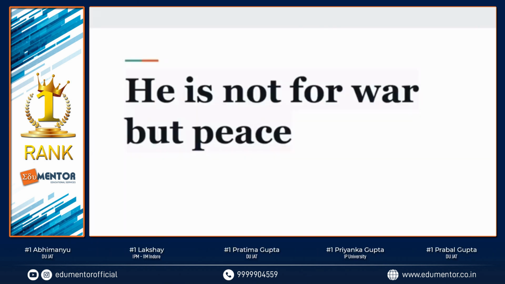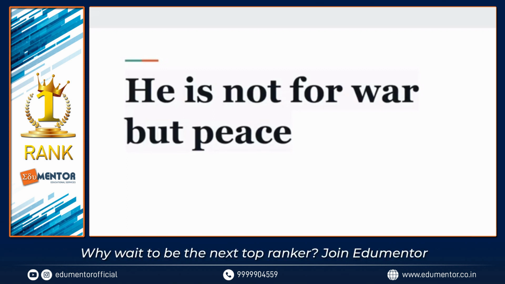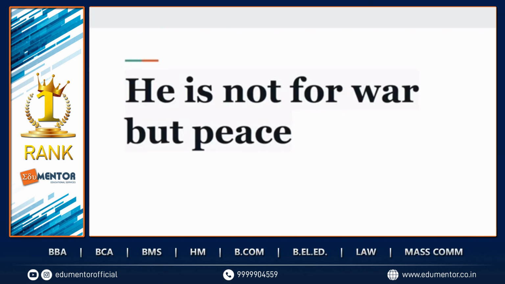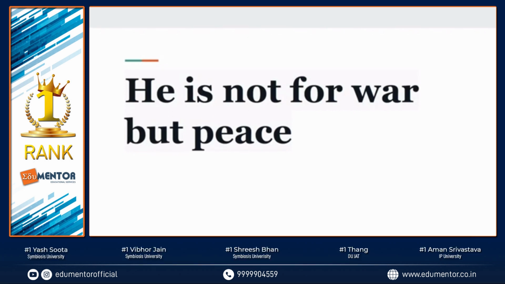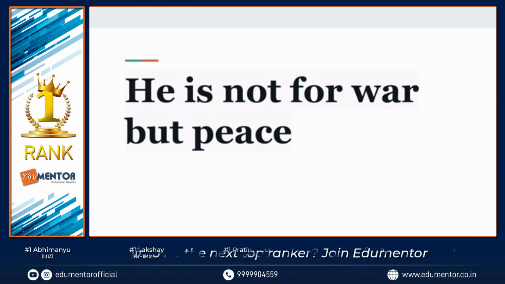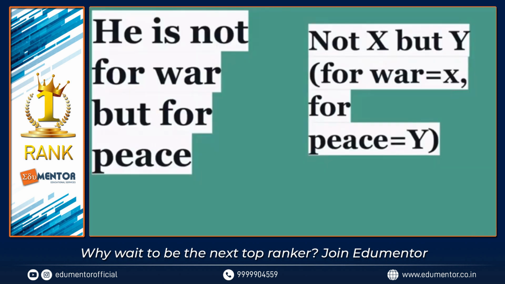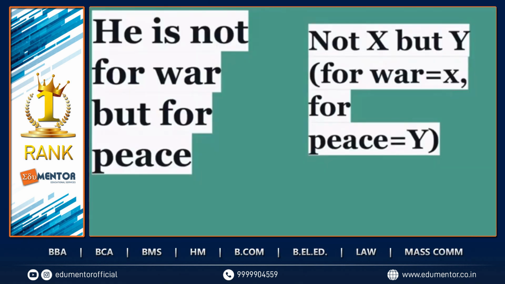He is not for war but peace. Can you see not and but coming over here? So he's not for war, but for peace. When we are talking about not and but, for war, so peace should also have its preposition, that is for. So peace is not having its preposition, right? There is faulty parallelism over here. So he's not for war, but for peace.